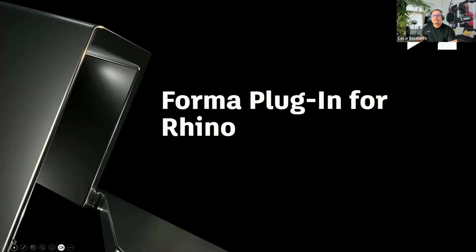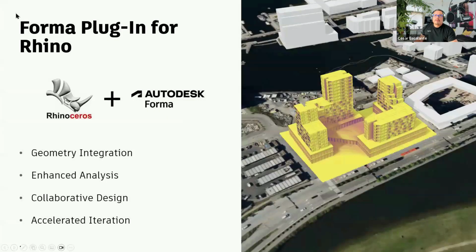All right, let's talk about the Forma plugin for Rhino. The Forma plugin for Rhino gives you direct interoperability between Rhino and Forma. You can move complex geometry from Rhino into Forma for quick analysis and environmental feedback.